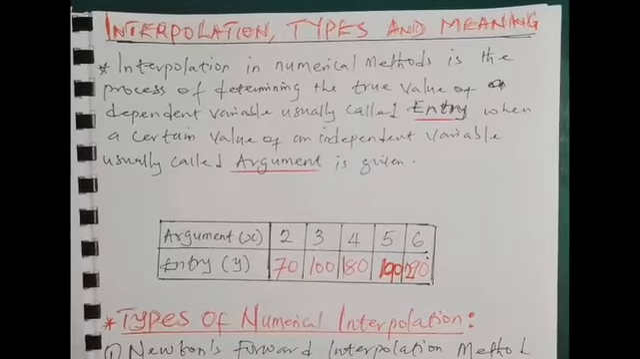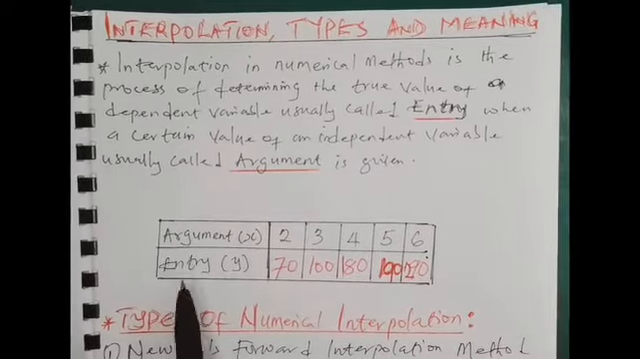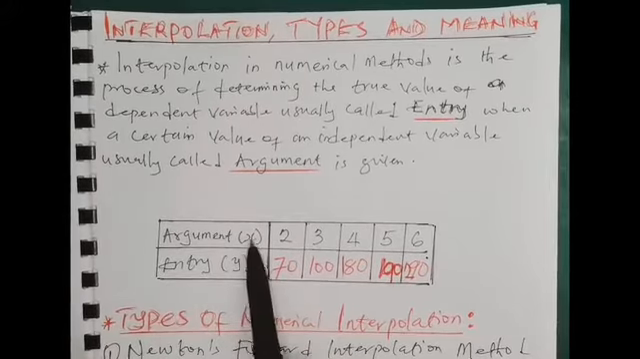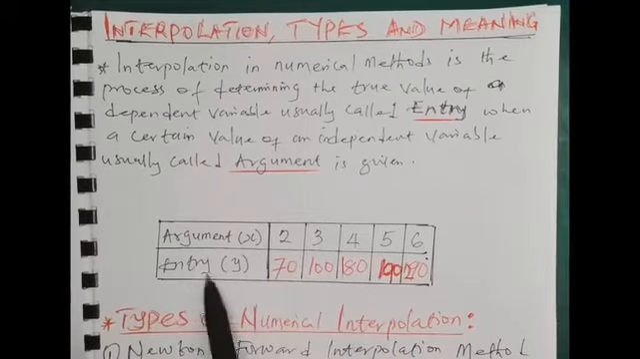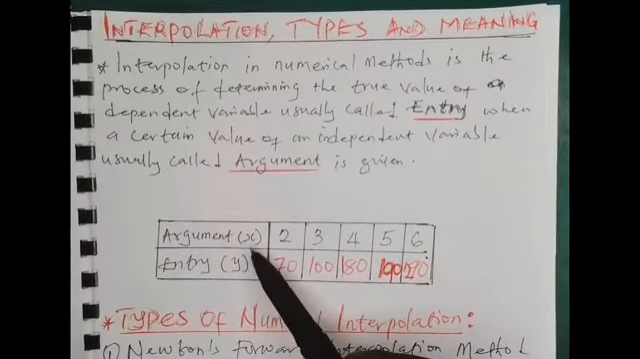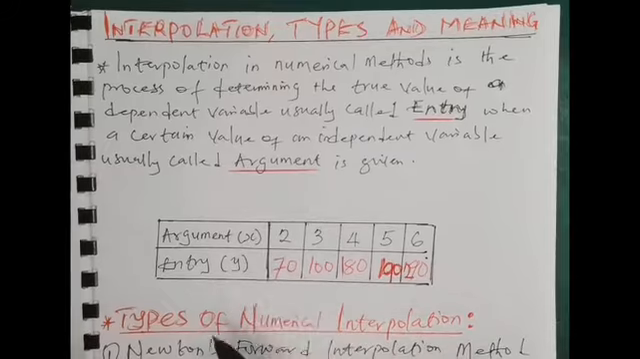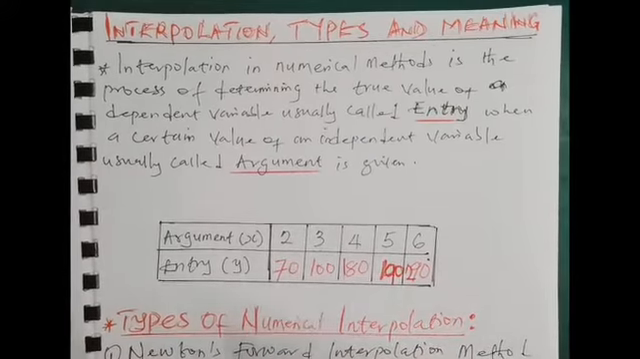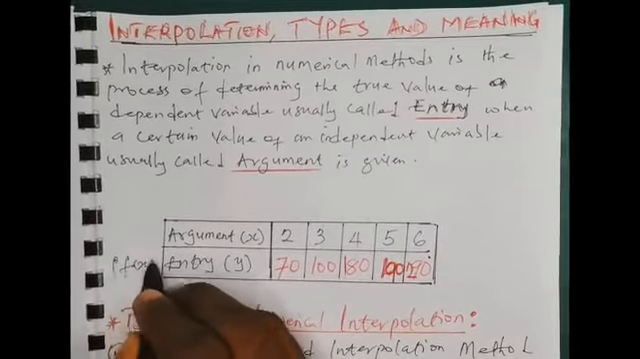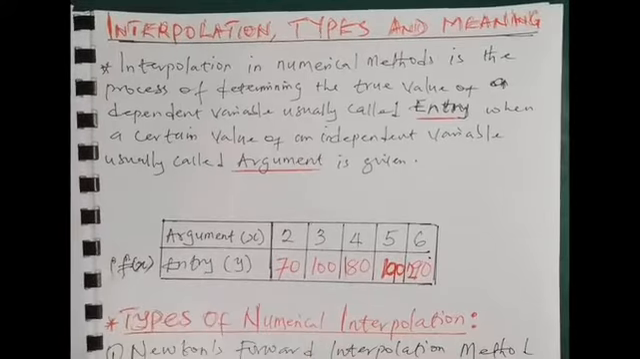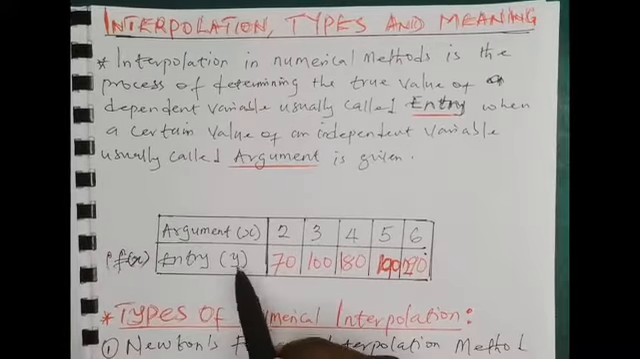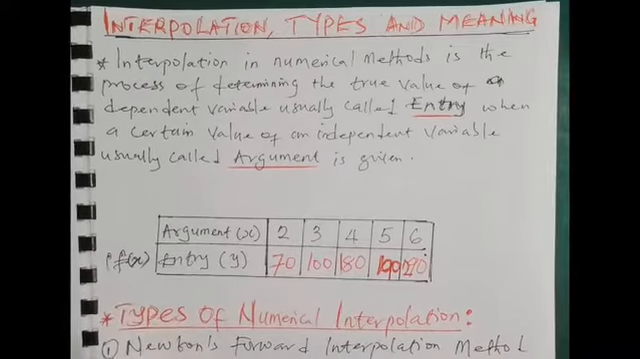For instance, let's consider the table of values shown here. As can be seen, this is the argument and this is the entry. So the values of x are called arguments and the values of y are called entry. Also, it is of importance to know that x is the independent variable, whereas y is the dependent variable. So most times, y can also be called f of x, since it's a function of x and depends on the value of x to be defined. So in case it's not being given as y, it can also be given as f of x.